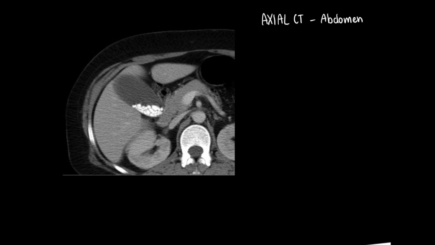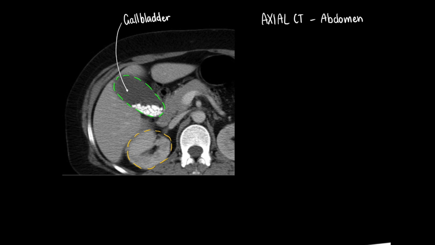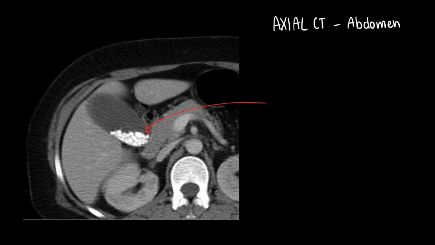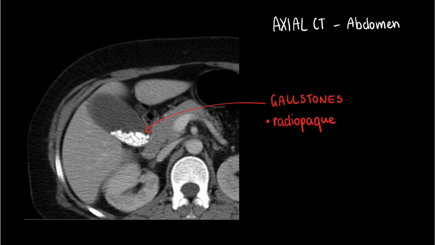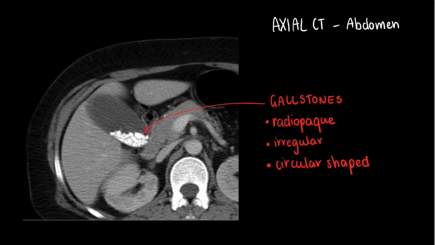In this axial CT scan of the abdomen, the gallbladder appears here as a semi-radiopaque pear-shaped organ. It's bordered posteriorly by the right kidney and anterolaterally by the liver, both semi-radiopaque. Within the gallbladder, we can observe lentil-sized radiopaque structures which have an irregular circular shape. These gallstones appear radiopaque due to their calcified composition, observed as a high-density structure.